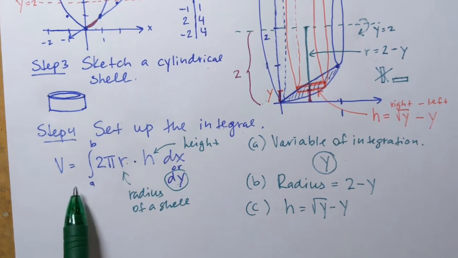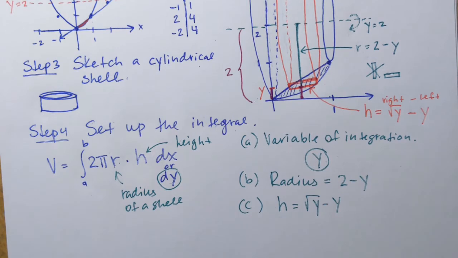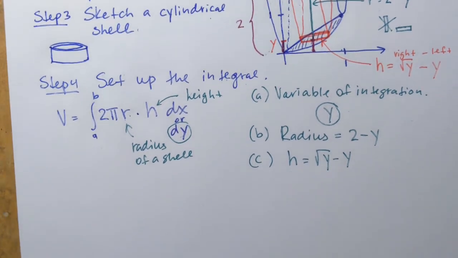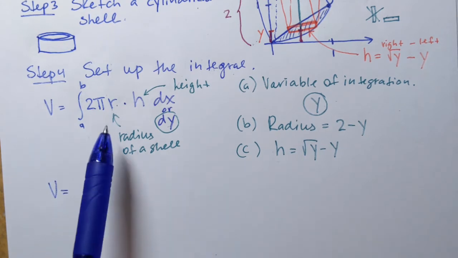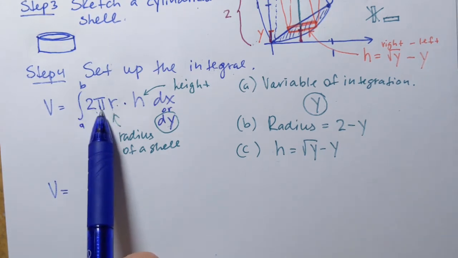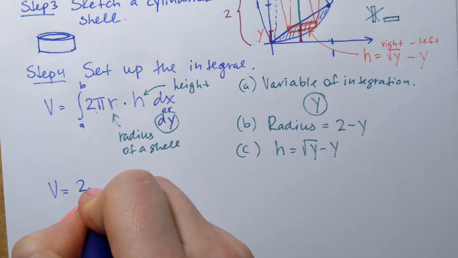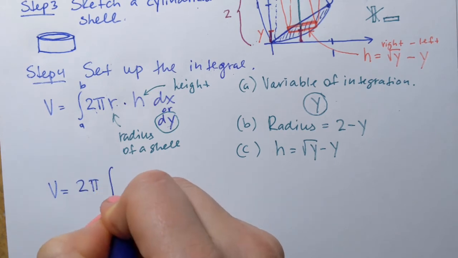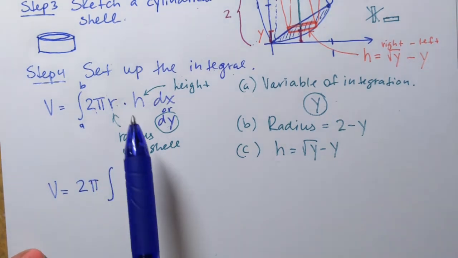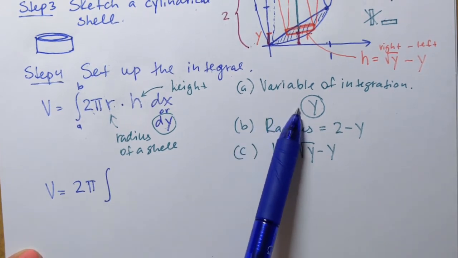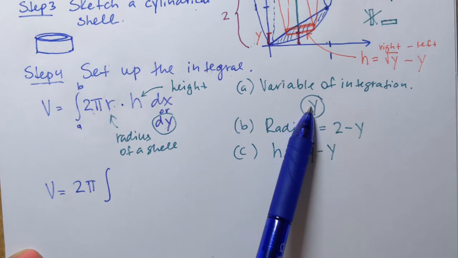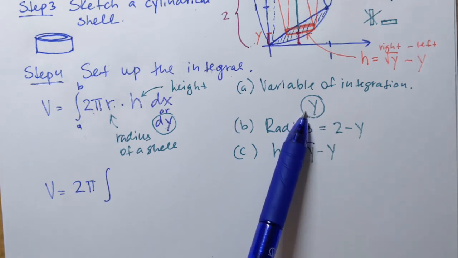Oh, and then the limits of integration, right? Well, let's start writing down the integral, and we'll talk about the limits of integration. So to find the volume, we'll set up the integral. Now here we have a constant 2 pi, and that constant I will place in front of the integral sign, 2 pi integral sign. Now, when we talk about limits of integration, they also have to be consistent with the variable of integration. So I have to take them from the y-axis.